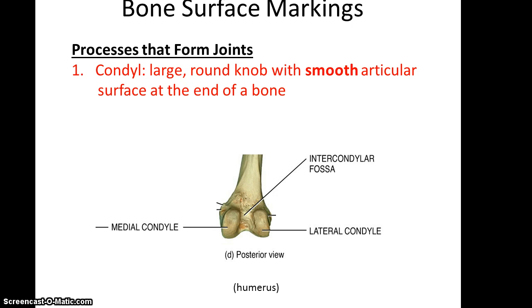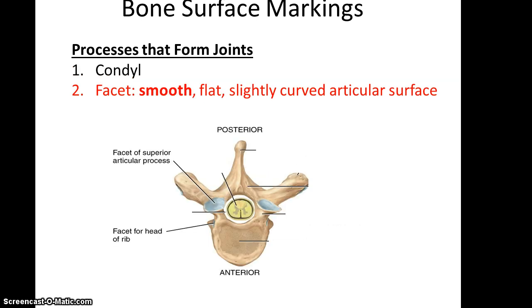Then you have processes that form joints. These are coming together with other bones to make a joint, and therefore they're usually smooth, because after all, we don't want any friction at a joint. So the first example is a condyle, which is a large round knob. It has a smooth articular surface, and it's at the end of bones. So here at the distal end of the humerus, you have the medial condyle and the lateral condyle.